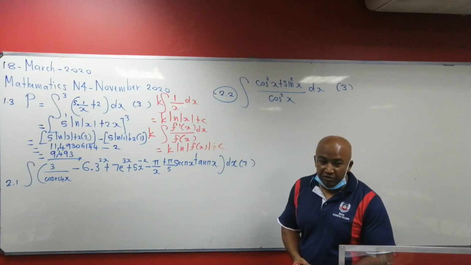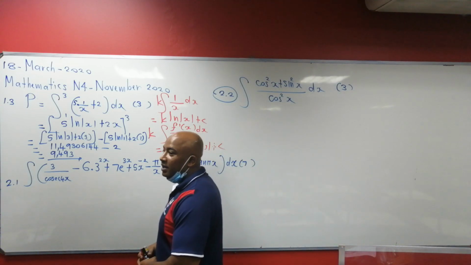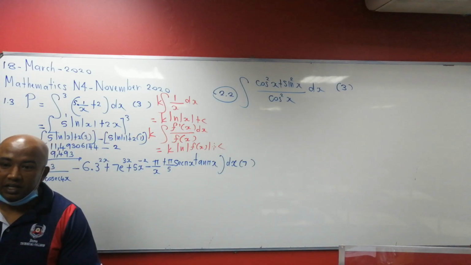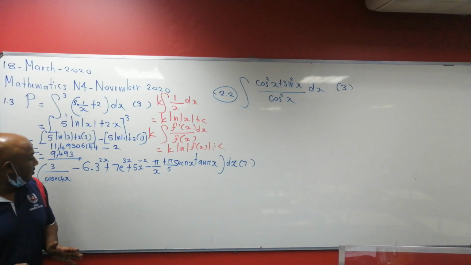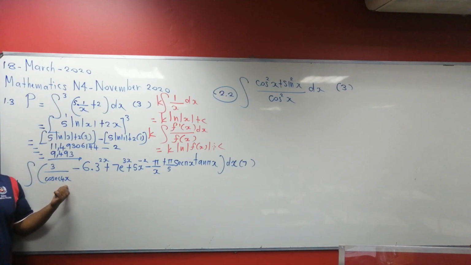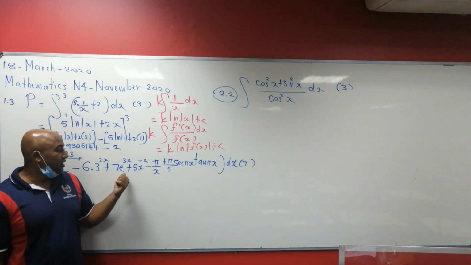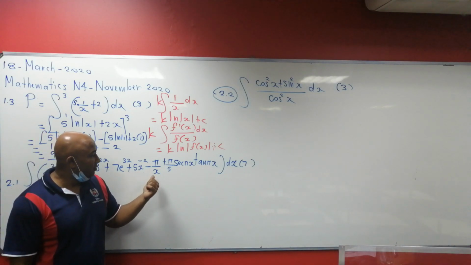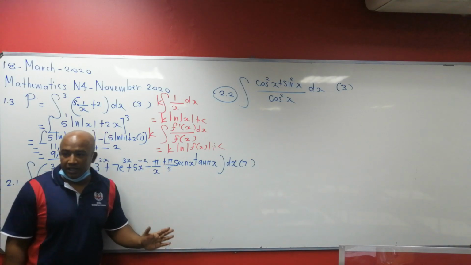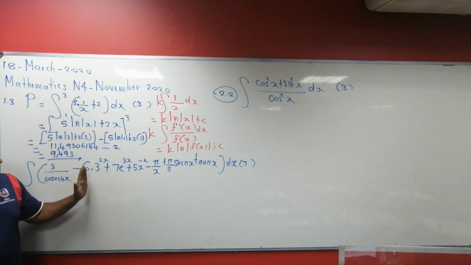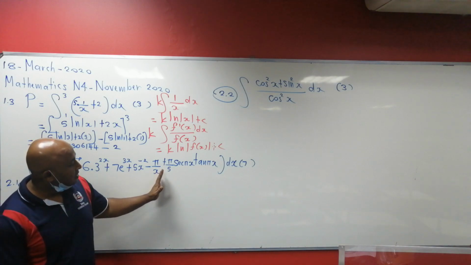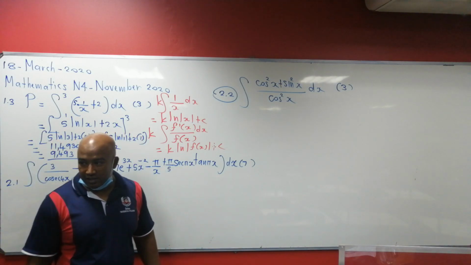So let's check. First of all, each term must be ready to integrate. It must be in a form that you can integrate. So let's start with term 1. This is not in standard form. We need to know our trigonometry in order to rearrange this into a standard form. Term 2, standard form, it's fine. Term 3 is fine. Term 4 is fine. Term 5. The only problem is term 1 here. Everything else is a straightforward integral from your table of integrals, a standard integral.